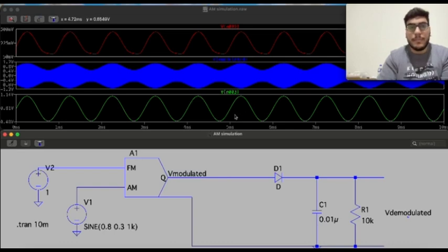So here the green part is the V input, the blue one is the V modulated after it's multiplied by the carrier, and the red on top is the demodulated signal, which looks exactly or similar to the original signal.